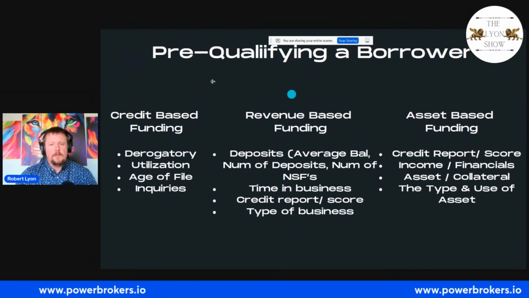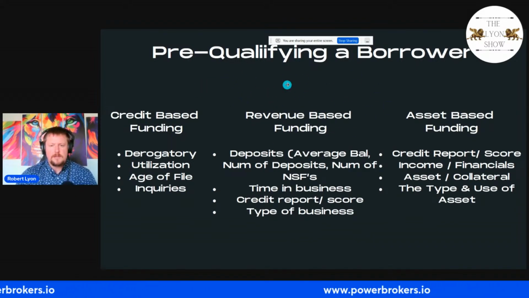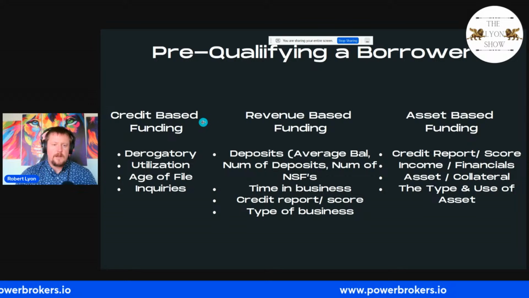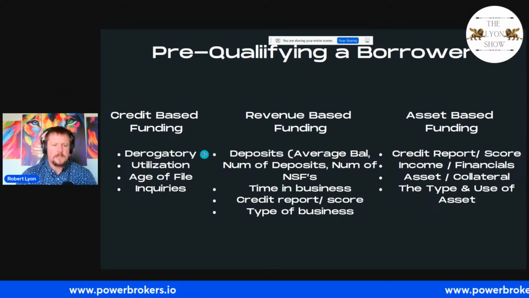All right. Pre-qualifying a borrower. Okay, so this is more for if you're a loan broker and you're trying to figure out which route to go to fund this person, or you're trying to fund yourself. Okay, credit-based funding, basically pre-qualifying, you're going to be looking for any derogatories. A derogatory is just a negative, like a late payment or a collection or a charge-off.